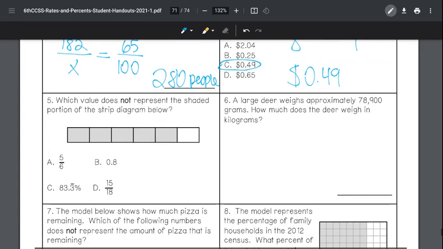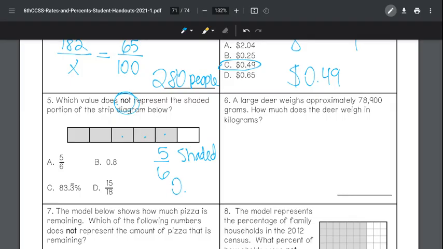Number 5, which value does not represent the shaded portion of the strip diagram below? 1, 2, 3, 4, 5, 6. 5 out of 6 pieces are shaded in. I'm going to start there. When you do 5 divided by 6 in your calculator to get your decimal, you get 0.83 repeating, which is 83.3 repeating percent. And I'm looking to figure out which of these 4 options are not equal to this information.